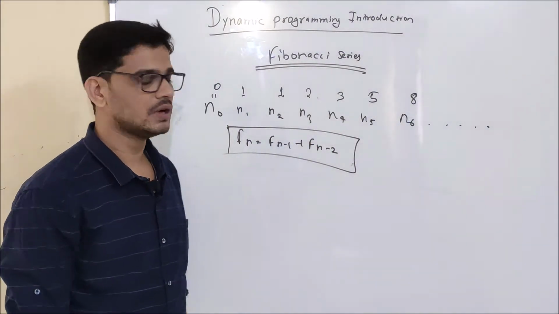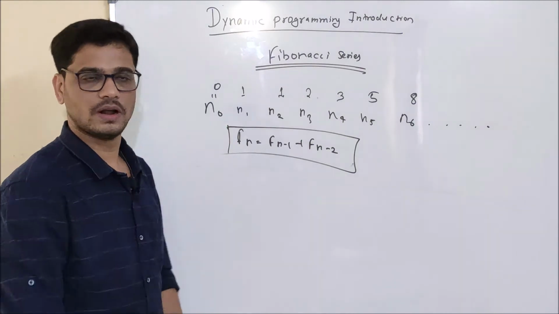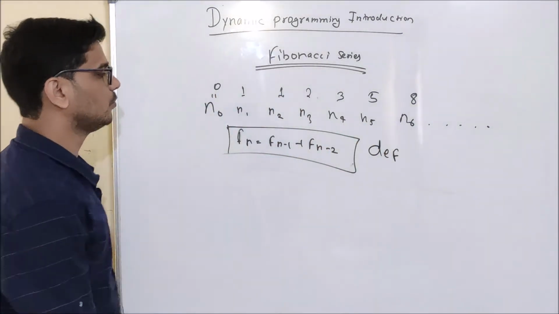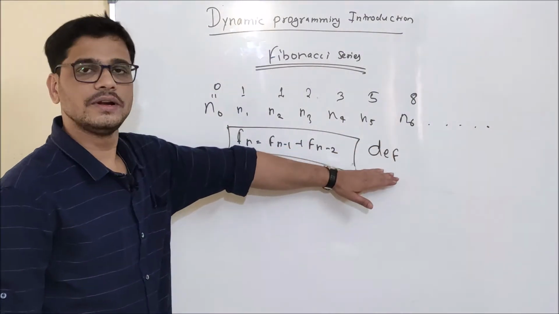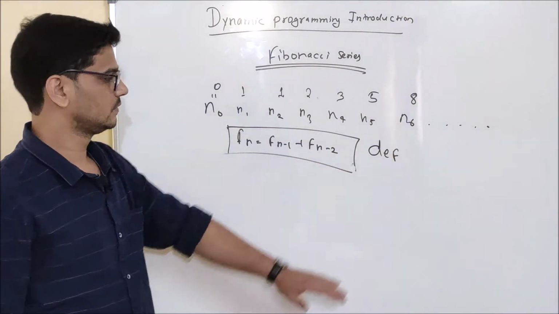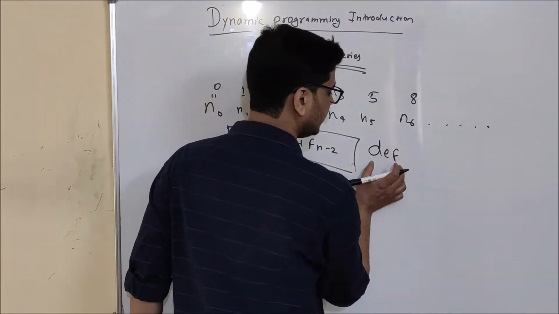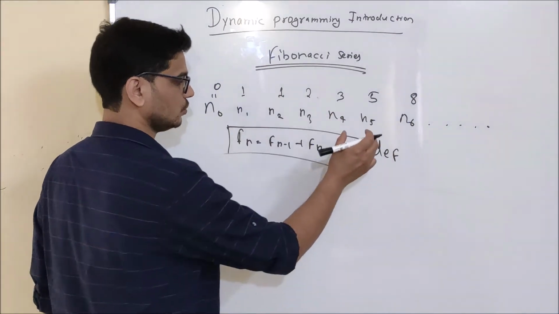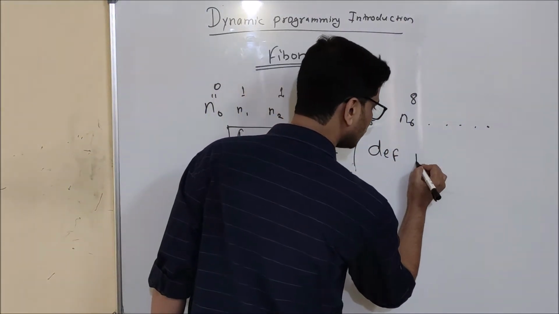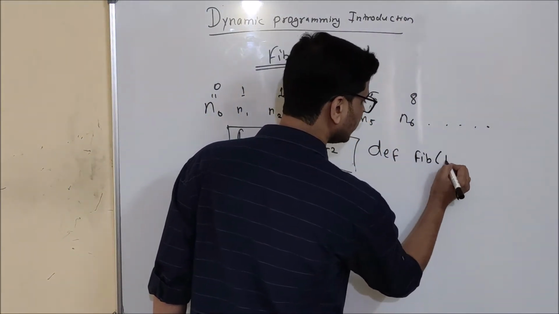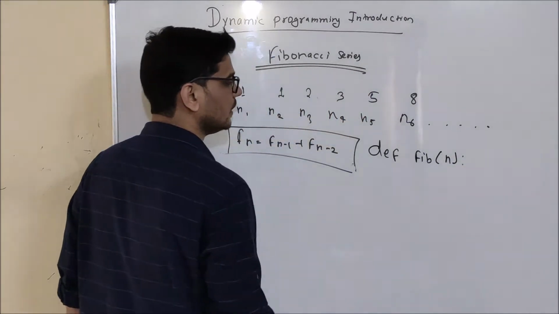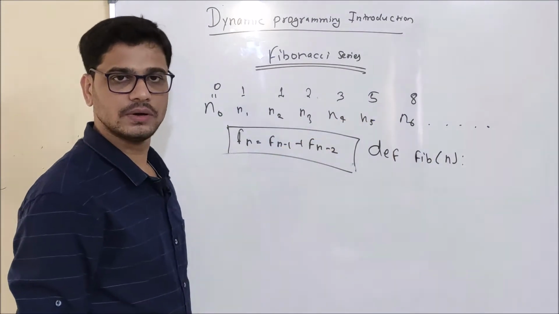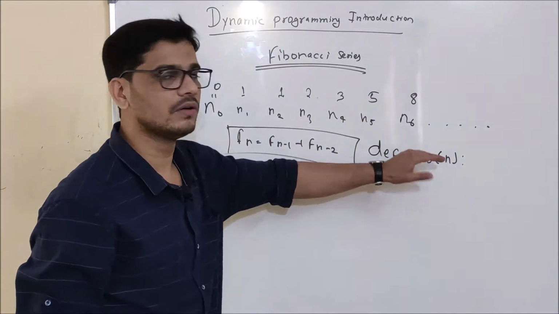Now what are we going to do? We are going to write a recursive program. And one more thing, we are going to use Python for coding. def is the keyword used to define a function in Python. So using def, I am going to define a function, and my function name will be fib, and it will take one parameter n, that is, which Fibonacci number I want. Suppose I want the fifth Fibonacci number, then I am going to call the function fib of 5.